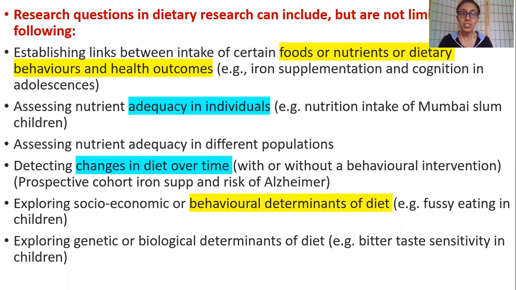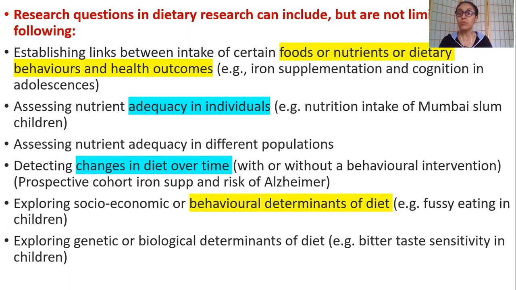Right. So a few examples of dietary research questions have been provided over here, but they are not limited to just these few domains. One of the key areas of research in dietary research or nutritional epidemiology is to examine the link between diet and disease, for instance, iron supplementation and its impact on cognition, or folic acid supplementation and its impact on neural tube defect prevalence. All right, so the diet-disease relationship.